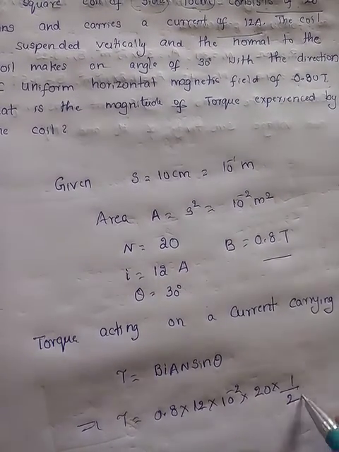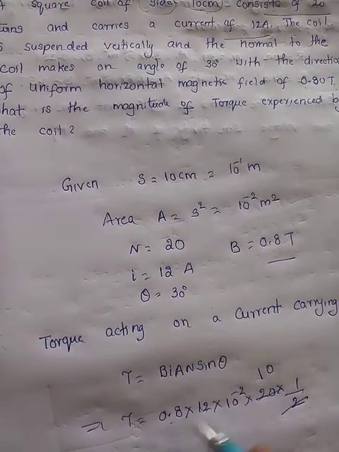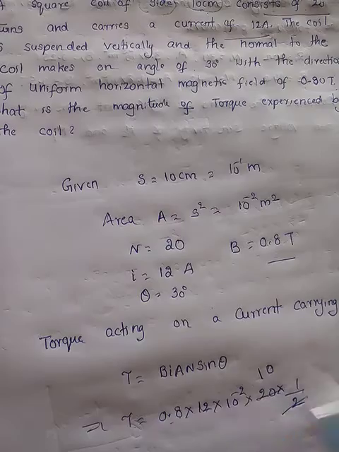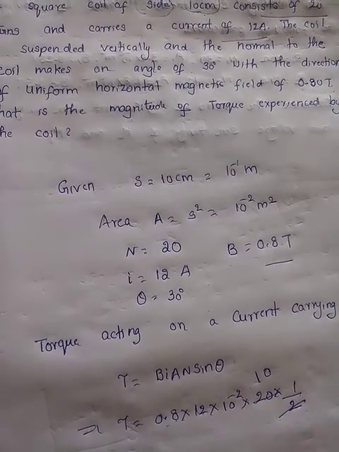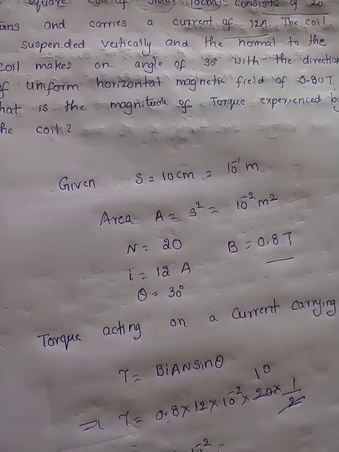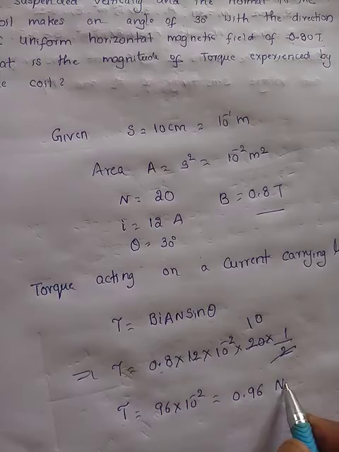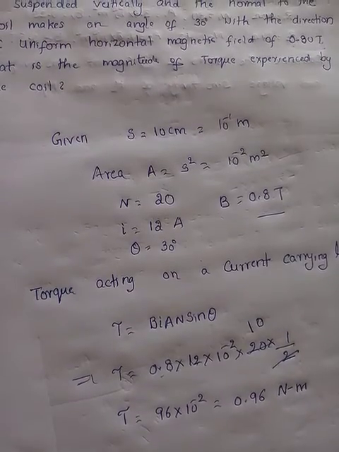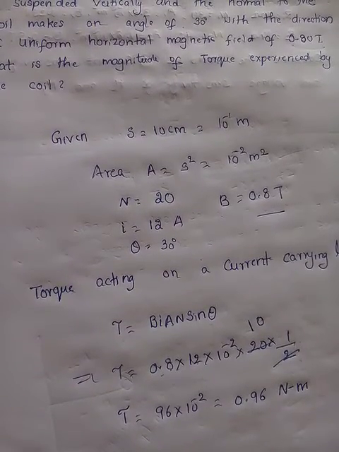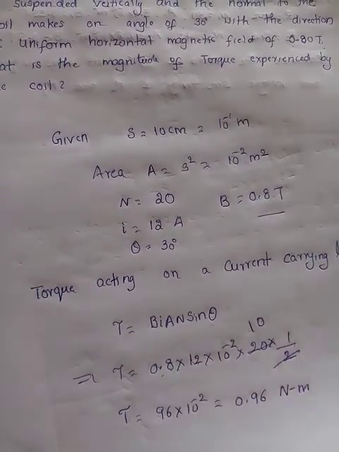Simple calculation. 2 ones are 2, 2 tens are 20. Now if you give this 10 to this one, what happens? 12 8s are 96. So 96 into 10 raised to minus 2, nothing but 0.96. Force is Newton, distance is meter. So torque is equal to what? 0.96 Newton meter. Understood? Next question.